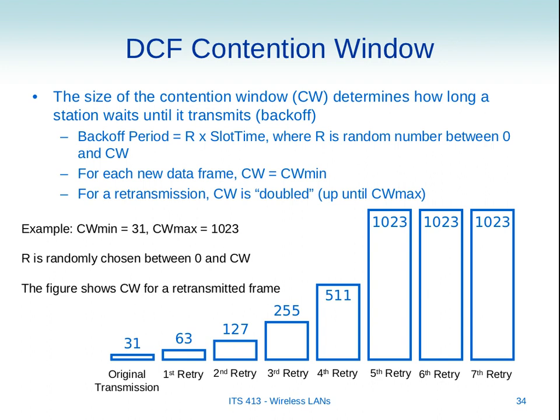What's the problem of this approach? Why don't I just set, instead of 31, I set it to 1023 here. What's the problem of this? Instead of using between 0 and 31, I say you must use on the first frame between 0 and 1023 for the back-off slots. What's the problem with that?